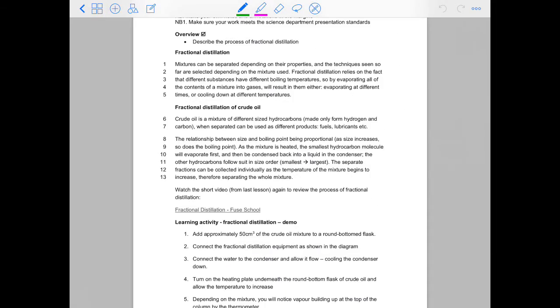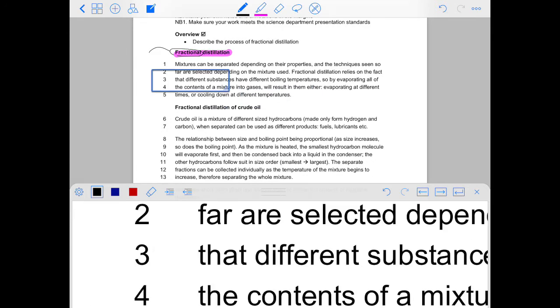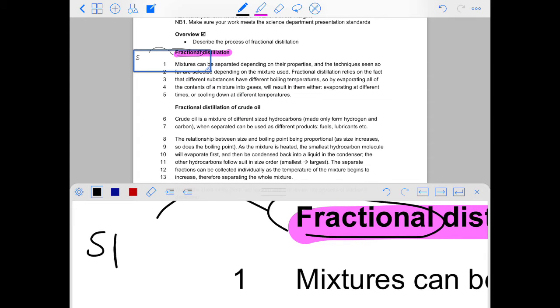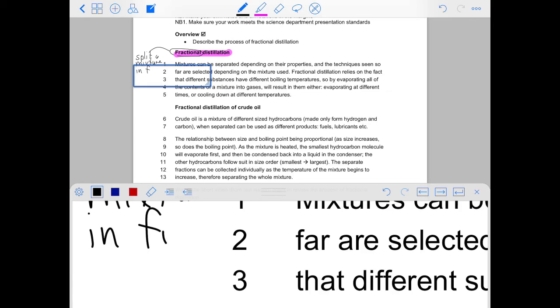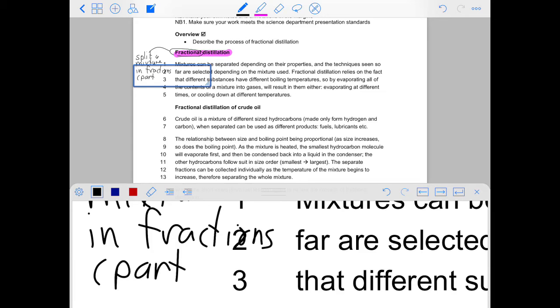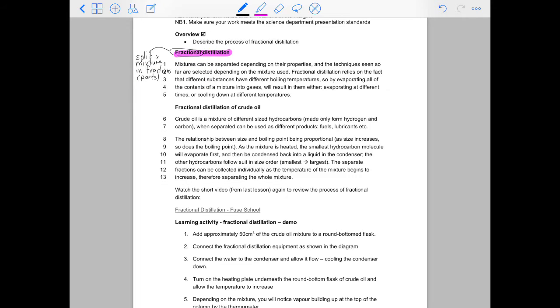Now we're going to look at a specific type of distillation called fractional distillation. As you hopefully remember from maths class, fractions are a part of a whole. So fractional distillation is when you split a mixture into fractions or parts. It's usually used when there's a mixture of multiple different things, not just two separate things.